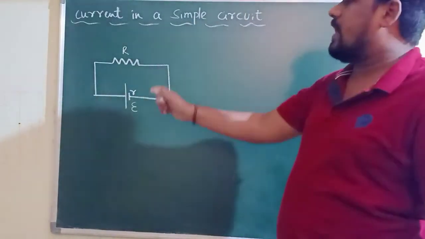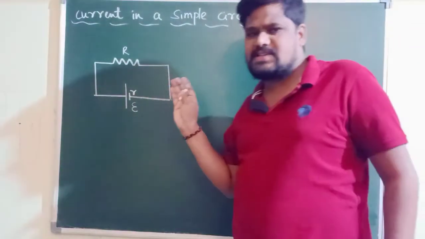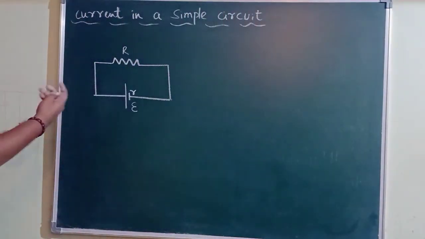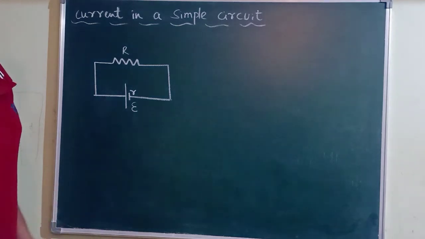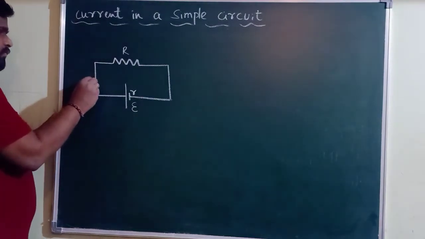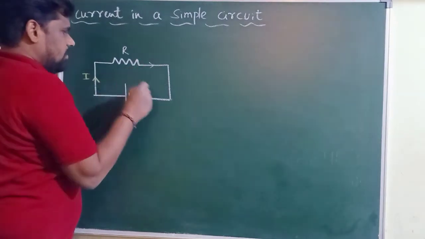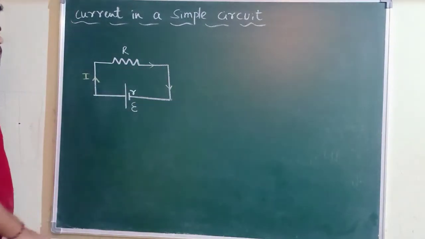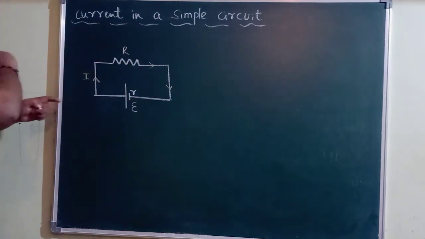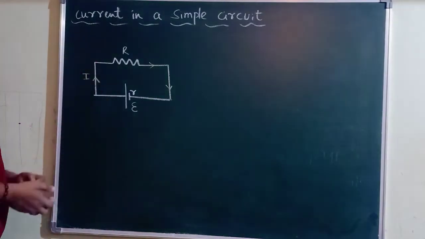Any device of certain resistance connected across a cell of EMF E and internal resistance r is generally treated as a simple circuit. Through this circuit, current starts flowing. I is the current which is flowing through the external circuit here. So this is the direction of current here. Let us derive an expression for current in a simple circuit.